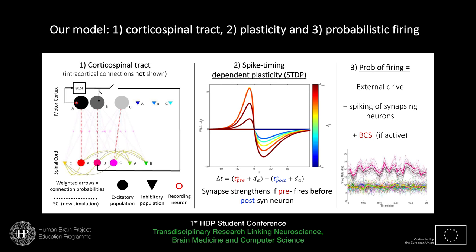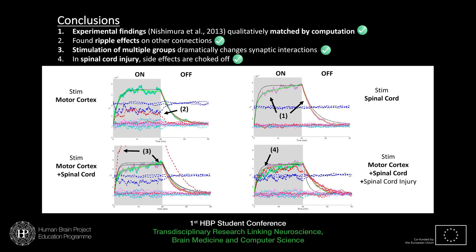Then how do we make the neuron spike? Well, God doesn't play dice. It turns out we're not God, so we can play dice. So we said, neurons are just dice whose probability of spiking depends on some external drive that we're giving, the BCSI that is active, and the spiking of the neurons that are synapsing onto the neuron that you're looking at.